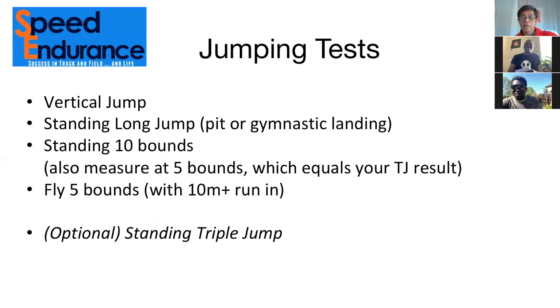And the one I like is the standing 10 bounds. That was the one that I did. Now, you should always be sure to measure at 5 bounds because that equals your triple jump result if you are also a triple jumper or a long jumper. And then the 4th test is the fly 5 bounds. You have a run-in of 10 meters and you do 5 bounds. If you're stronger and more experienced, you can even take a 15 or 20 meter run-in, but start with 10 as a running start. And those are really the 4 tests that I do.